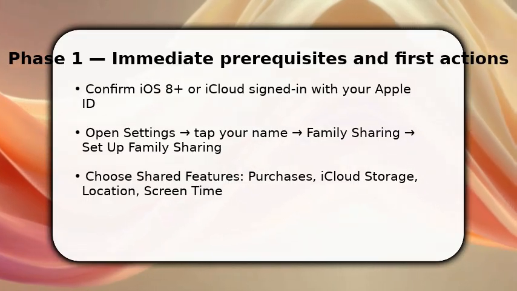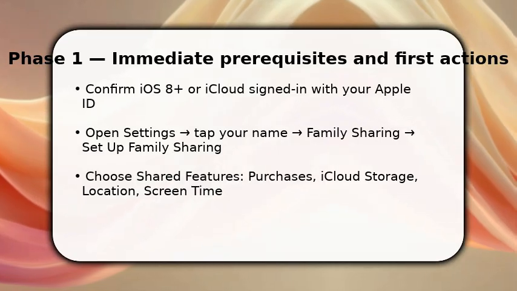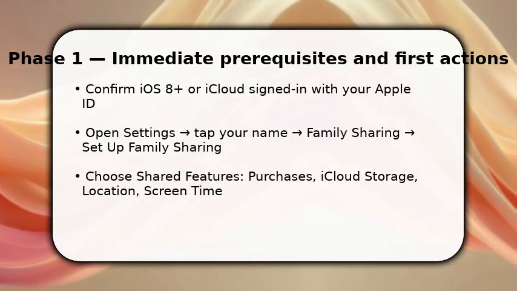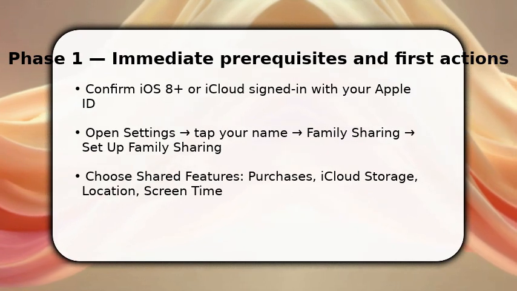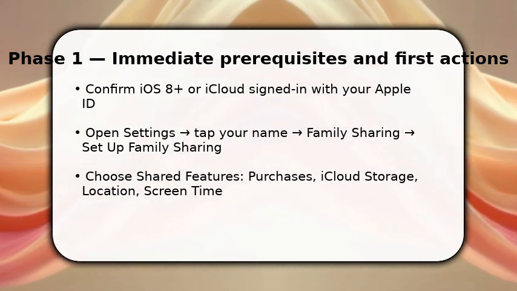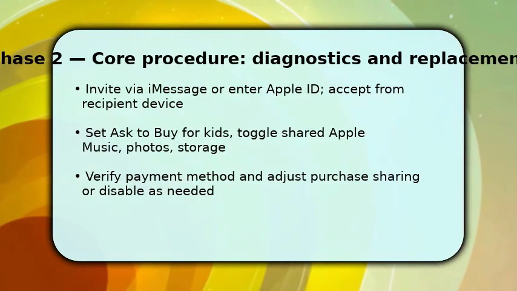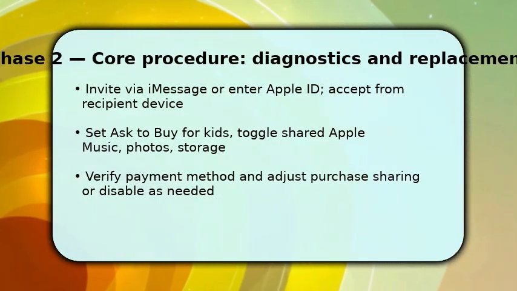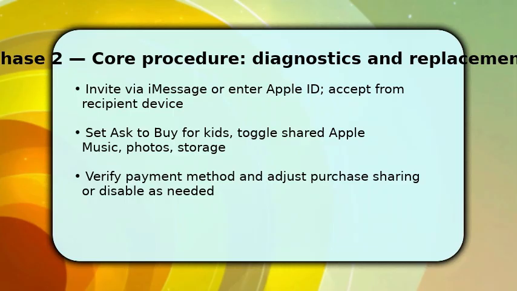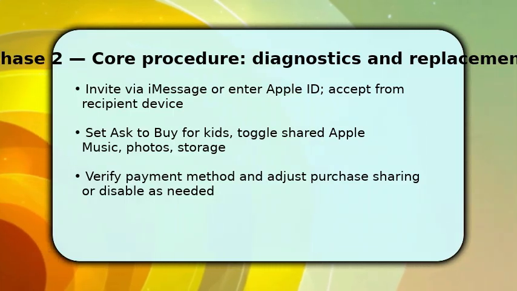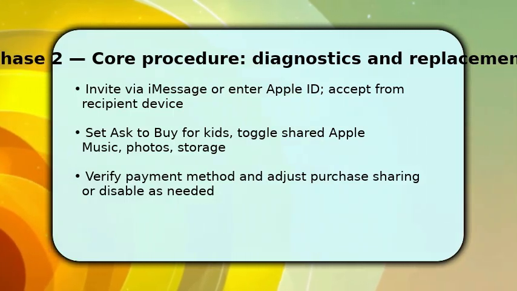Once done, add people by entering their Apple ID or sending an invite. This starts the invite flow and prepares each device to accept shared content and services. You now add family members. Tap Add Member, choose Invite via iMessage or enter their Apple ID and send. When they accept on their device, their account links to your group.